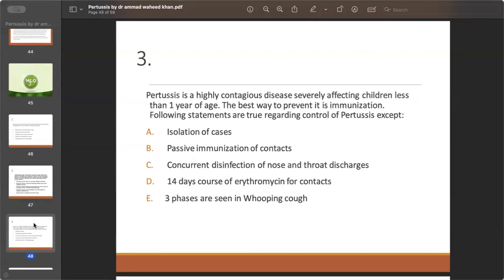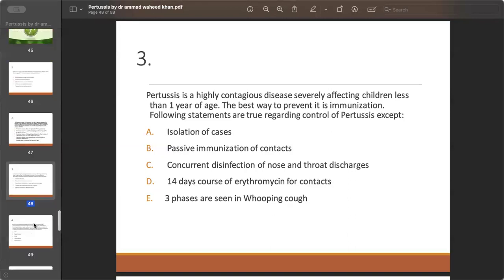Question number 3. Pertussis is a highly contagious disease severely affecting children less than 1 year of age. The best way to prevent it is immunization. The following statements are true regarding control of pertussis, except: option A, isolation of cases; option B, passive immunization of contacts; option C, concurrent disinfection of nose and throat discharges; option D, 14-day course of erythromycin for contacts; option E, three phases are seen in whooping cough. D. Yes, E is the right answer.